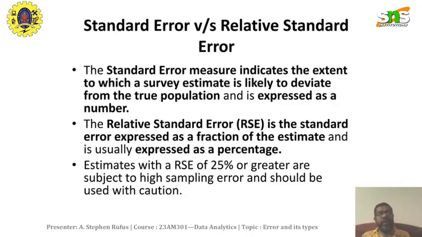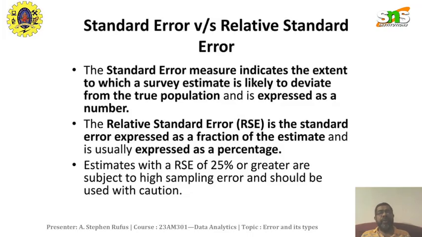Now let us quickly see the primary difference between the standard error and the relative standard error. The standard error measures the extent to which the survey estimate is likely to deviate from the true population. That means from the true value, how much deviation has happened in the sample. That is the standard error. But in the relative standard error, we express the estimate as a fraction or in the form of a percentage.